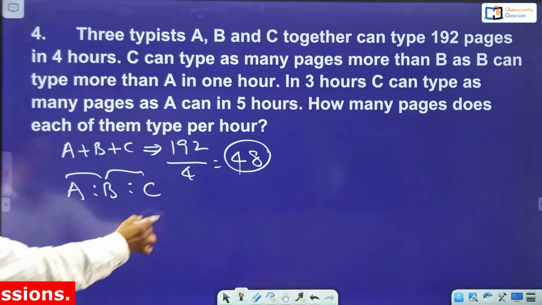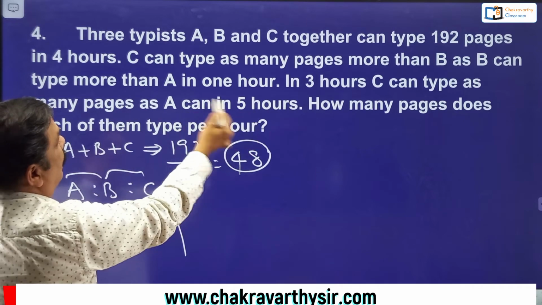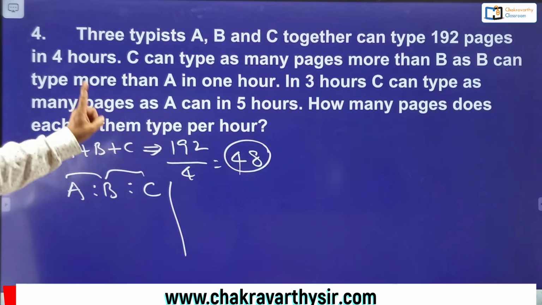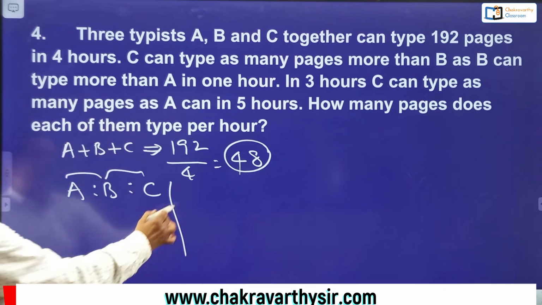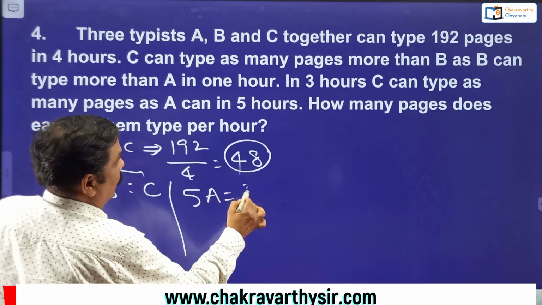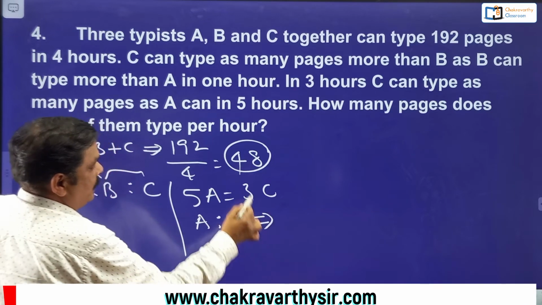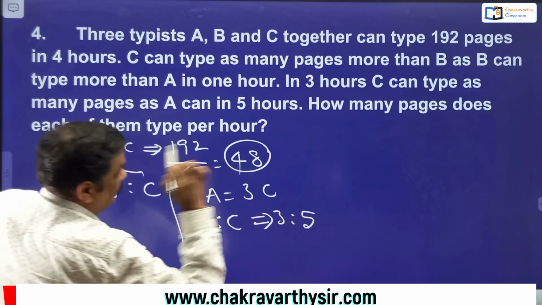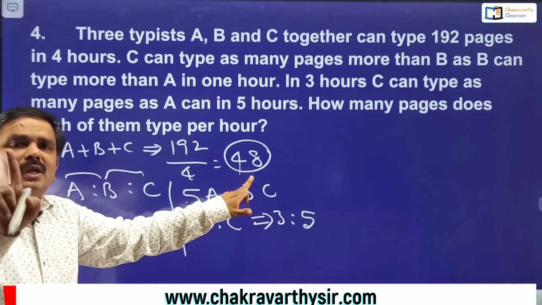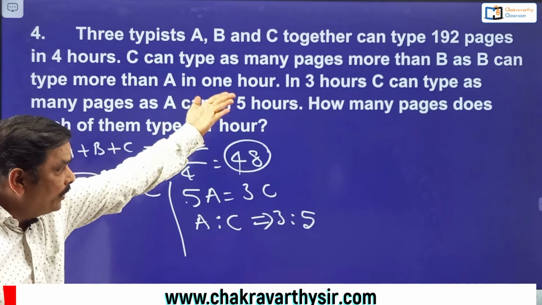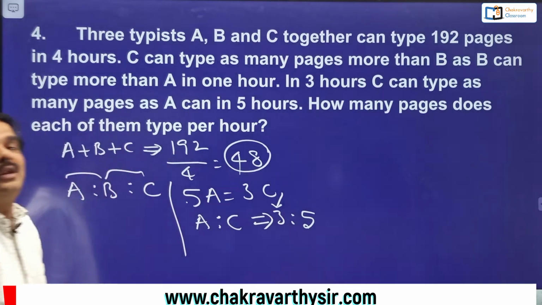Alright. For that, they have given the clue here. 3 hours work of C is equal to 5 hours work of A. Clearly see that. In 3 hours, C can type as many pages as A can in 5 hours. That means 5A is equal to 3C. Then directly I can get A is to C as 3 is to 5. Because 5 hours work of A is equal to just 3 hours work of C. That means C is more efficient than A.